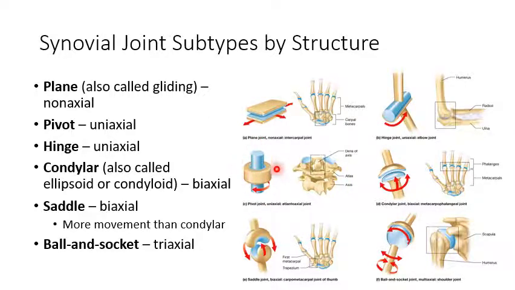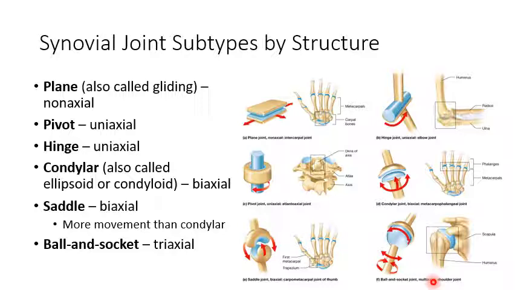You could rotate the washer around that, well, let's call it a screw. You could imagine rotating a washer around a screw. That's basically the way that the atlas is able to move around this projection from the axis. So that is a form of uniaxial movement. There's only one axis or one way that joint can move, one way it can rotate, rotating basically around a long axis.